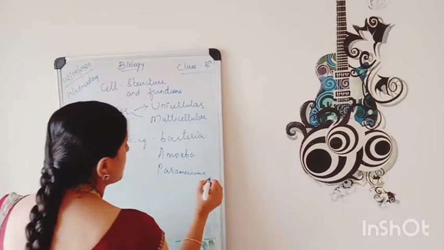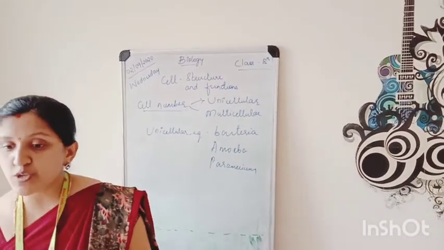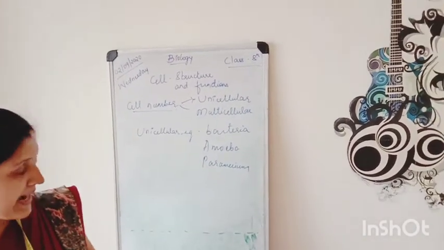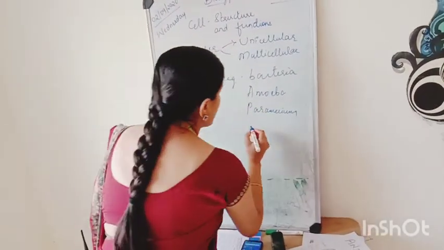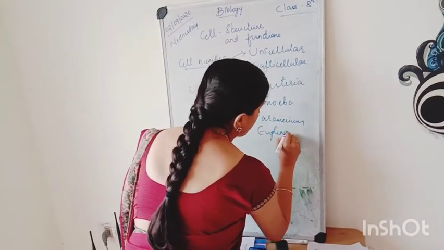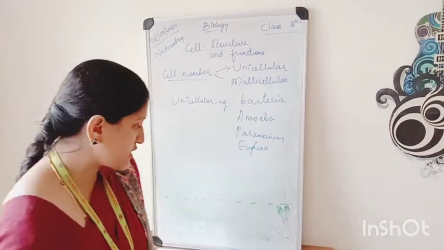Paramecium is another such example, which can be observed under a microscope by taking pond water. Amoeba and bacteria also can be observed. Then there is euglena, chlamydomonas, and yeast also. There are many such examples of unicellular organisms.